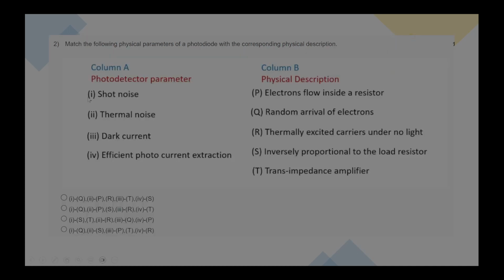And this is the second question. Match the following physical parameters of the photodiode with the corresponding physical description. So column A and column B you have to match. Shot noise, thermal noise, diode current, efficient photocurrent extraction. And column B has: electron flow inside a resistor, random arrival of electrons, thermally activated carriers under no light, inversely proportional to the load resistor, and a transimpedance amplifier.